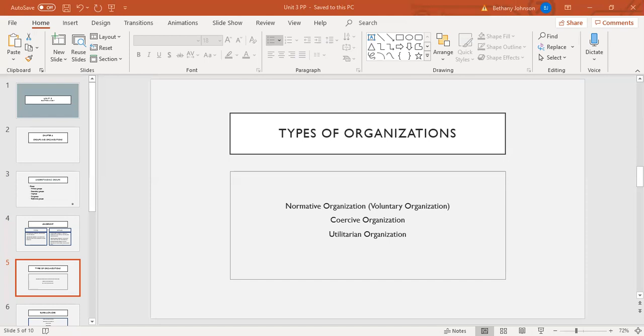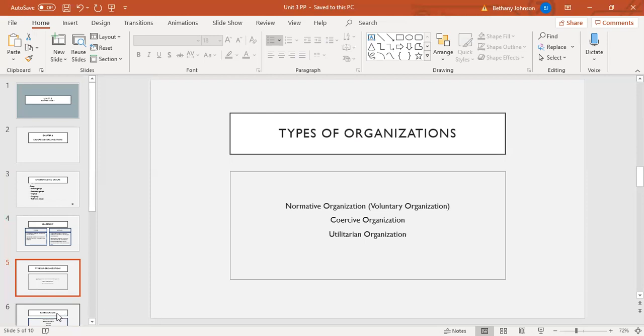You have a coercive organization. And a coercive organization is the type of organization that you are forced to be a member of. You have no choice but to be a member of it. And then you have the utilitarian organization, which is joined to fulfill a specific material need. It is a service type or a goal-oriented type organization.